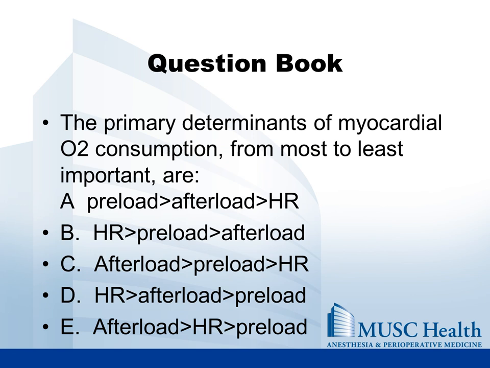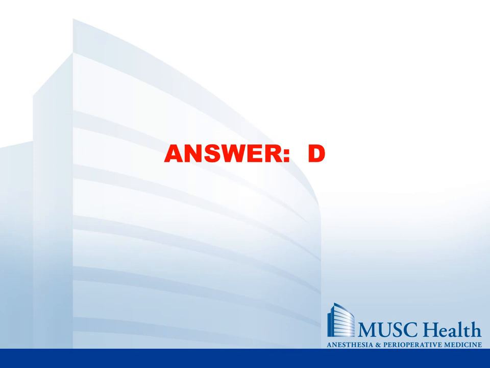Okay, next question is, the primary determinants of myocardial oxygen consumption from most to least important are preload, greater than afterload, greater than heart rate. Anyone? Not really seen anybody. Okay, heart rate greater than preload, greater than afterload. Oh, maybe one. Okay. Afterload greater than preload, greater than heart rate? No. Heart rate greater than afterload, greater than preload? Oh, wow. Okay, well, I'll just stop there because that's the answer.